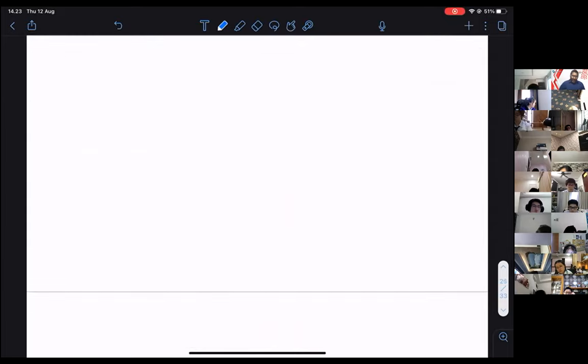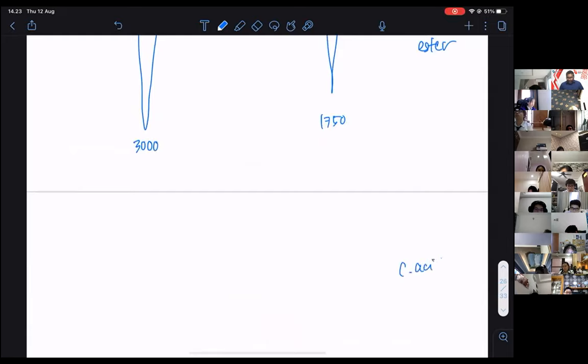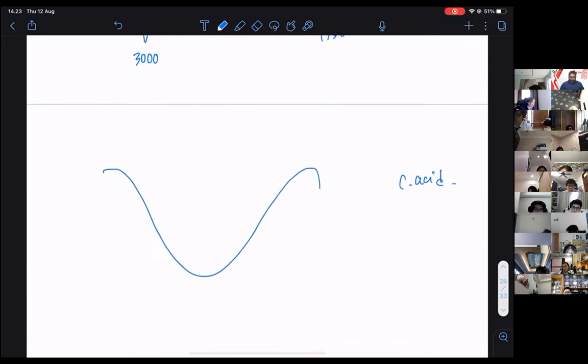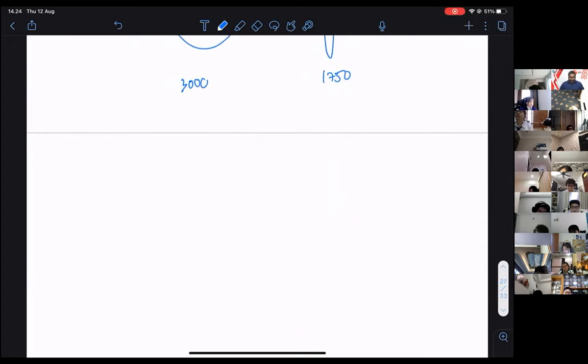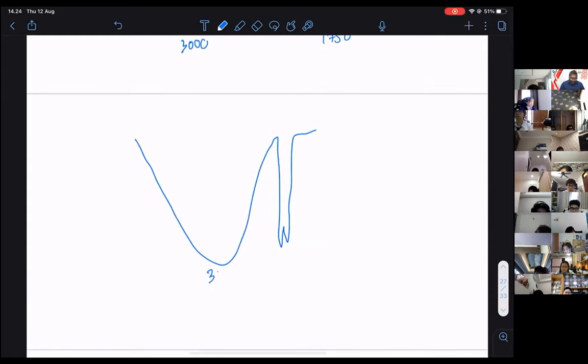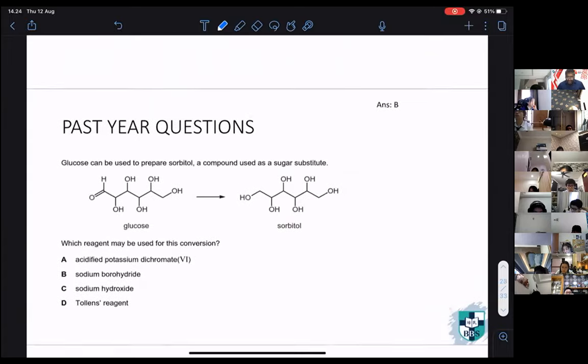So in summary, if I have ester, 3,000, 1,750. Must know. If I have carboxylic acid, something like this, similar to just now, 3,000, 1,750. If I have the ghost with the peace sign, that is going to be 3,400 and 3,000, and it doesn't have 1,750. This is what I want you to memorize.